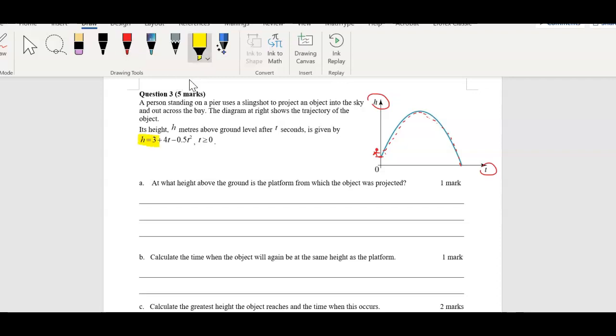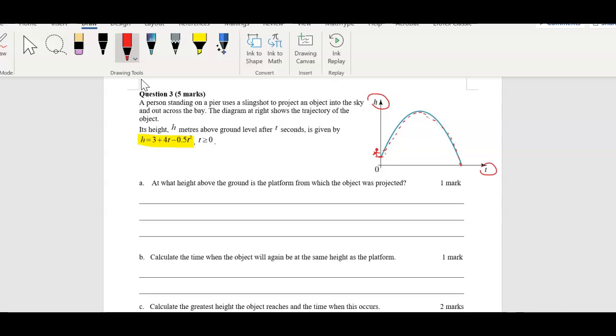So I might highlight that. We are used to seeing the t squared first, but it's the same, it's a quadratic. It's just that your terms are in a different order to what you're probably more familiar with.